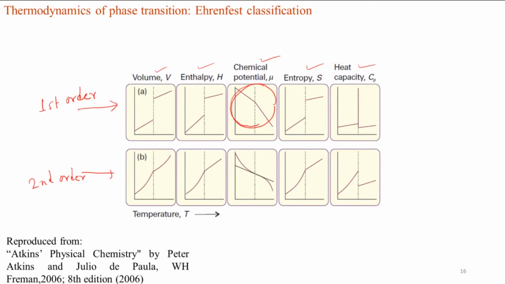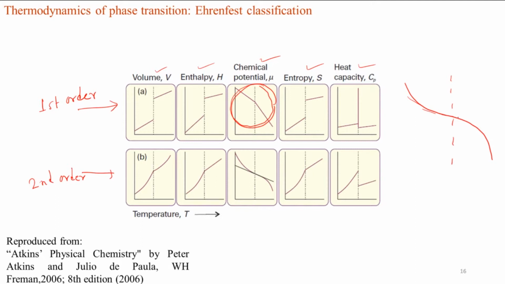Now, as before, the transition is shown here as a vertical dotted line, and we just discussed how the mu versus T looks for a first order phase transition. For a second order phase transition, look at the curve: suppose the mu versus T curve looks like this, and suppose this is the transition temperature.